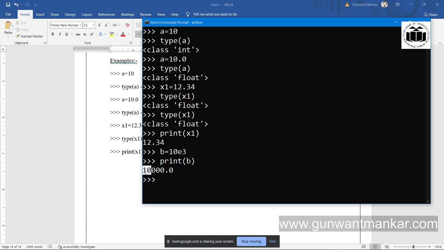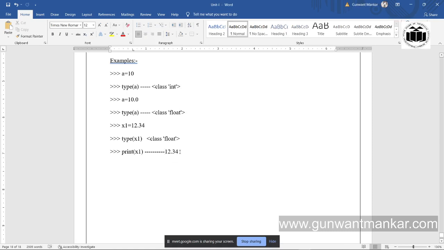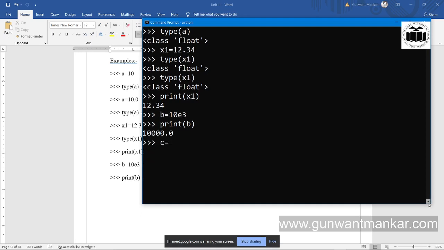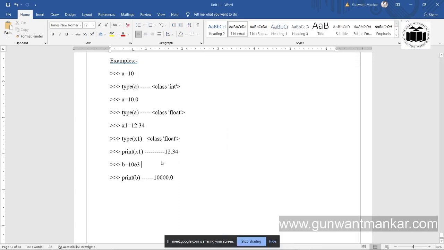ये 10 है, उसका पावर कितना? 3 zeros. 10 to the power 3 zeros. This is known as what? Scientific notation. Any doubts here? E to the power 3 means 10 to the power 3 zeros. Look at once. C is equal to, this is known as scientific notation.